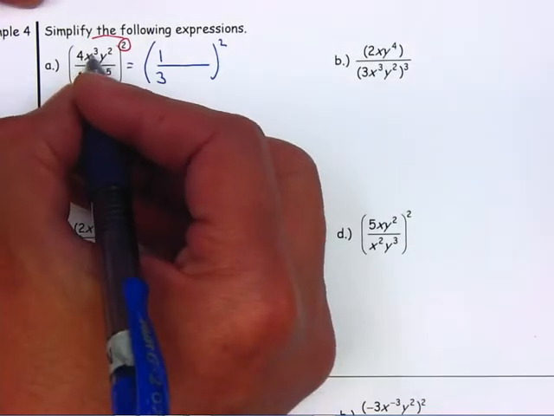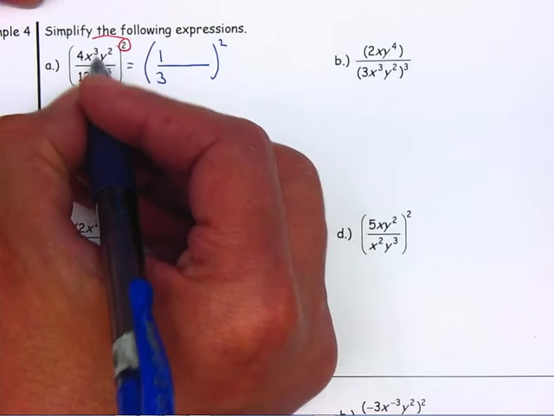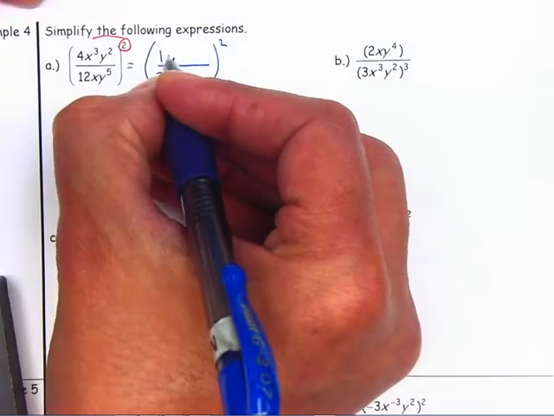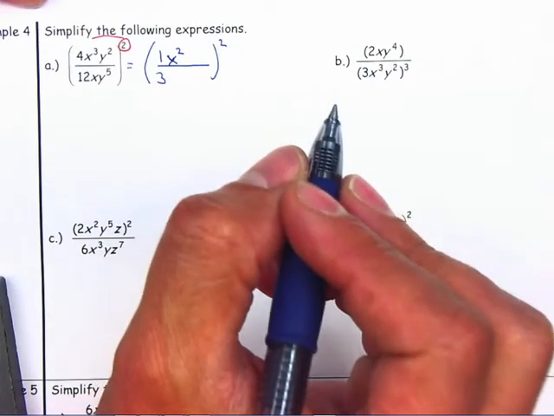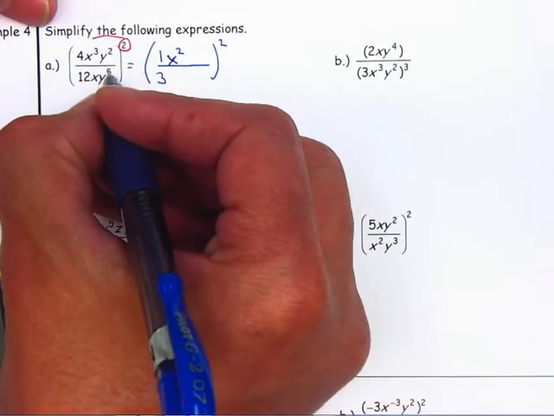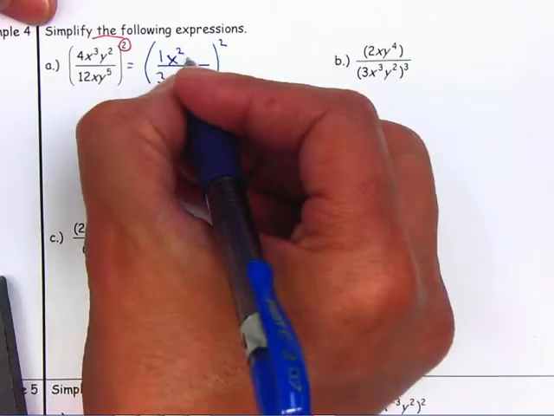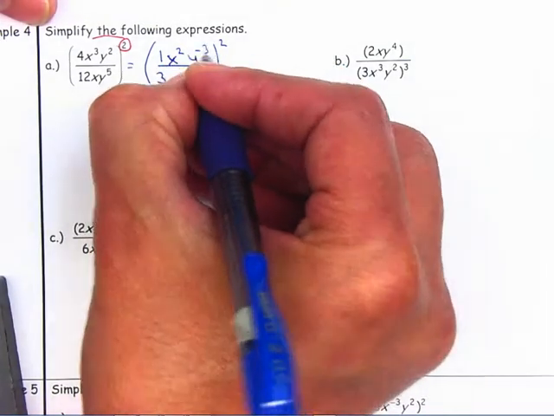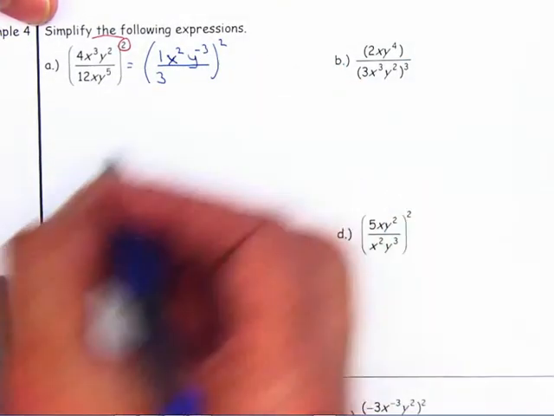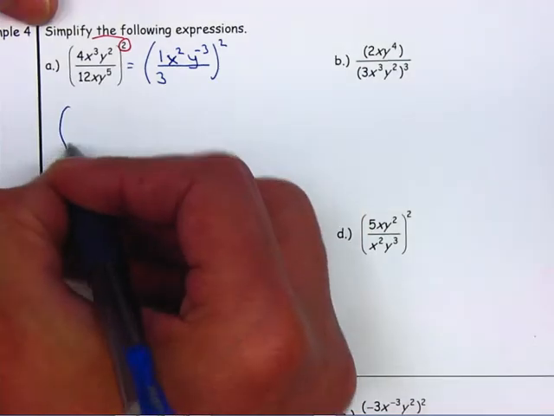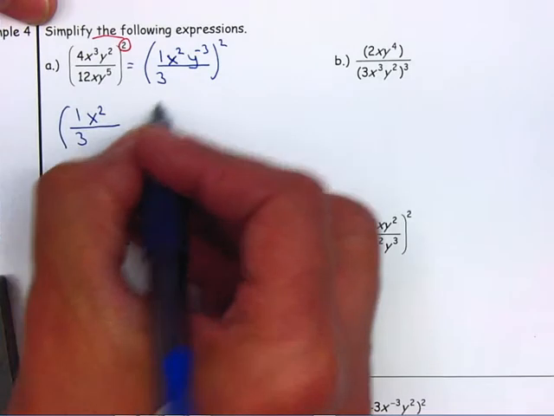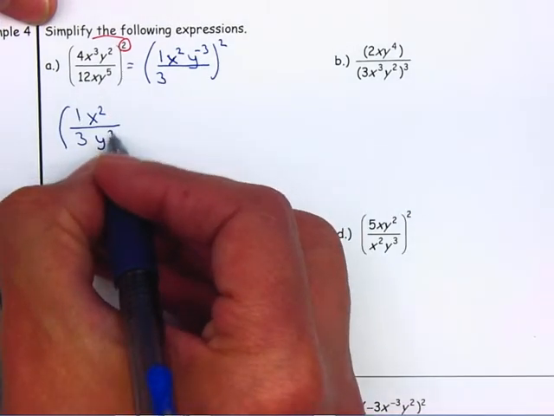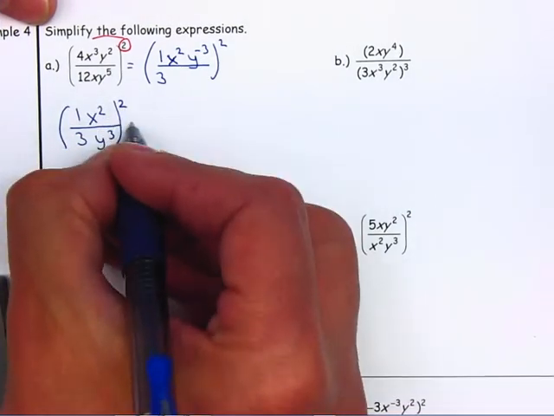Let's simplify the x's. So we have 3 and we have 1. 3 minus 1 is 2. So we get x squared. And the y's, we have 2 minus 5. 2 minus 5 will give us a negative 3. Now what happens when I have a negative exponent? I must switch it to the denominator. So we have 1, 3, x squared, and that becomes y to the third power. Everything to the second power.